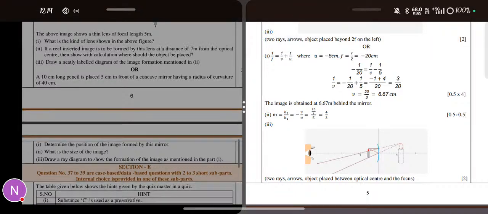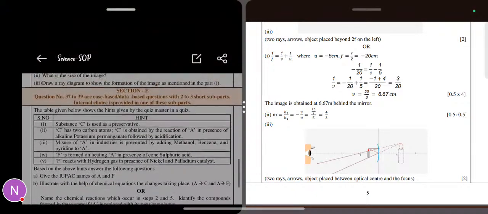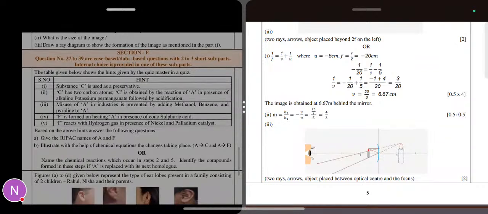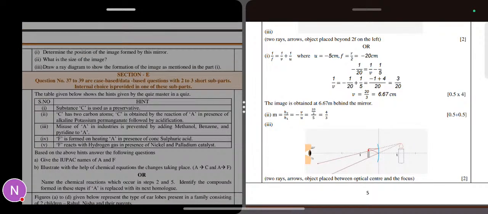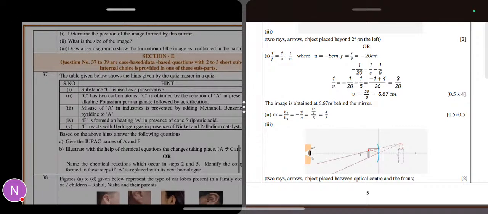Next, here section E. Questions 37 to 39 are case-based, data-based questions with 2 to 3 short subparts. Internal choice is provided in one of these subparts. So 37th question they have asked.